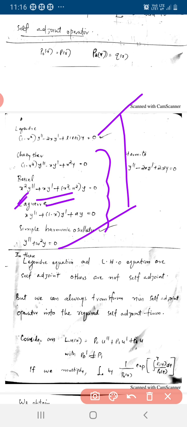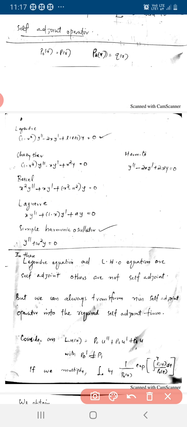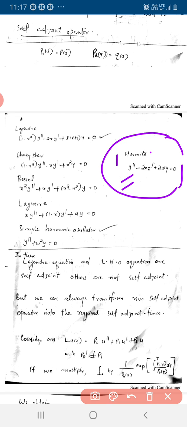So this is not a self-adjoint differential equation. The Laguerre equation is not a self-adjoint differential equation. This one, the Chebyshev equation, is not a self-adjoint differential equation. This one is also not self-adjoint because here we have P0 of x as 1 and P1 of x should be 0, but we are getting it as minus 2x. So in this set, only the Legendre and simple harmonic oscillator equations are self-adjoint differential equations.